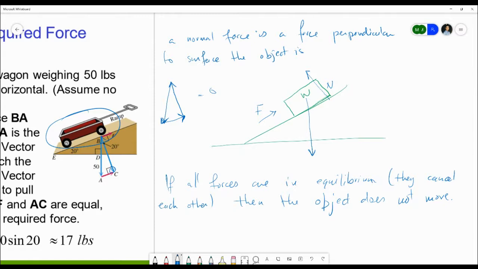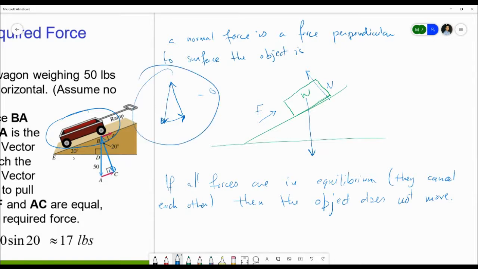Because if you don't apply enough force, then the wagon is going to roll backward. If you apply too much force to overcome the weight of the wagon on this ramp, it's going to move forward. Okay, so that's the fundamental behind this concept here.